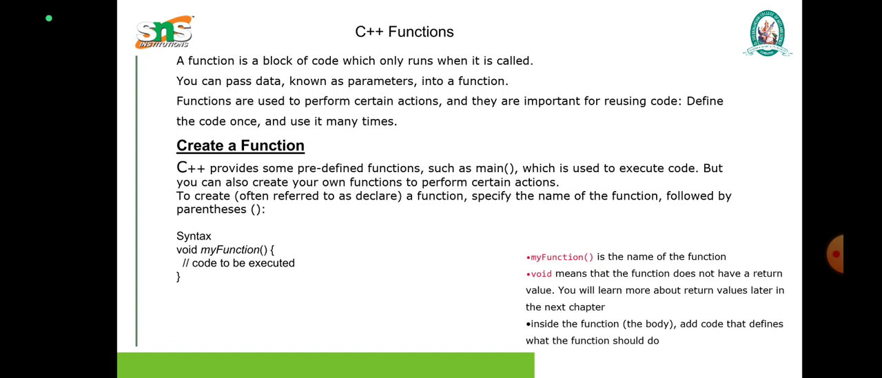To create a function, we have to specify the name of the function followed by parentheses. Here is the syntax: void myFunction(), then the code to be executed inside the braces. Here myFunction is the name of the function which is declared, and void means the function does not return any value. You will learn more about return values. Inside the function, the body will be given. That is the code we have to add. We can add the code that defines what the function should do.